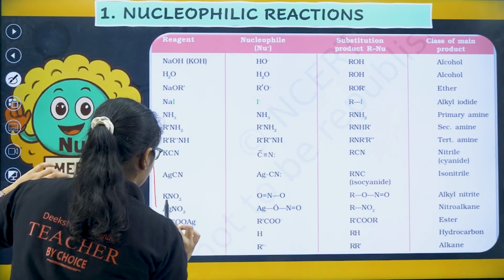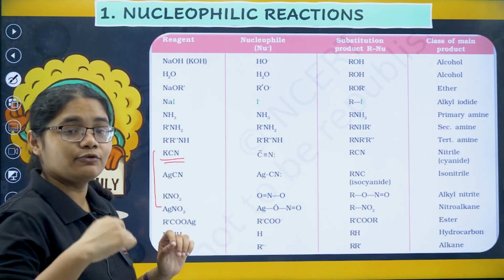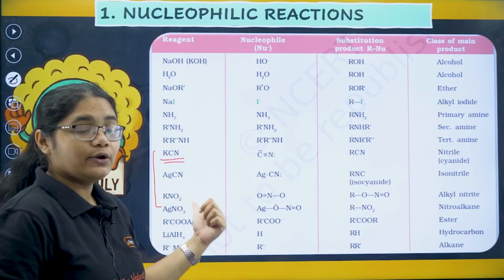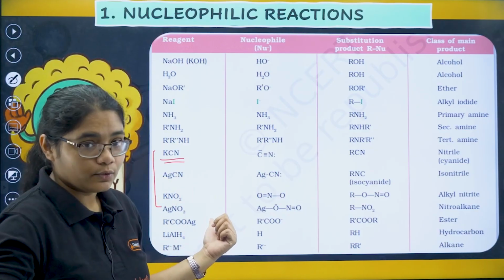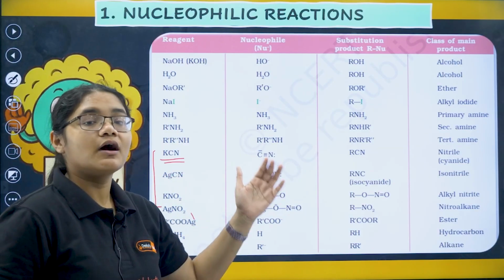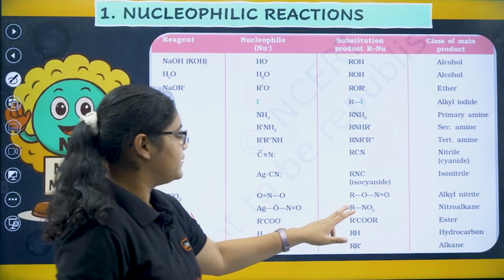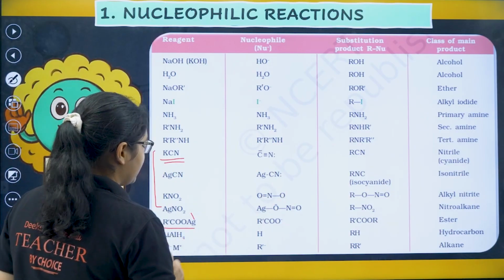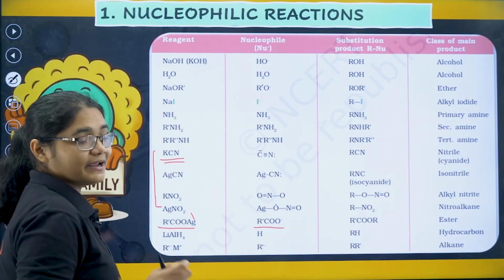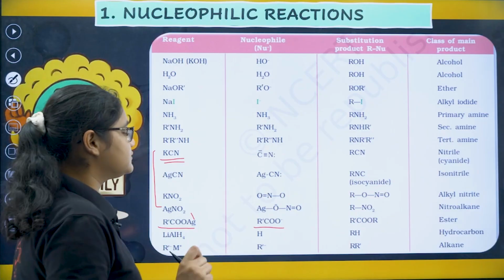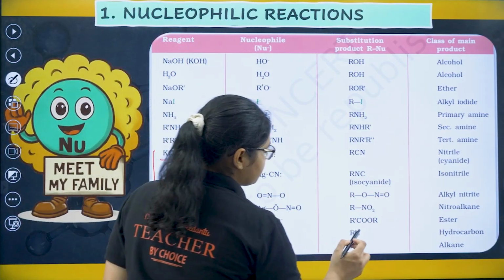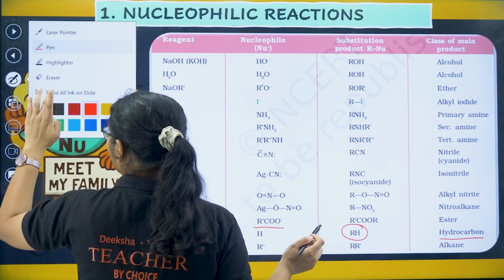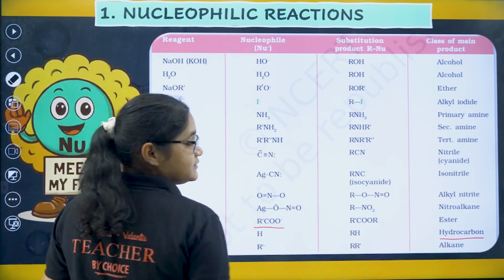These four are very, very, very important. KCN will give you RCN, AgCN will give you RNC, KNO2 will give you RONO, and AgNO2 will give you RNO2. Nitroalkane and alkyl nitrite. Next we have RCOOAg. Here the nucleophile is RCOO minus, and the product formed is RCOOR, and we will get an ester as the product.